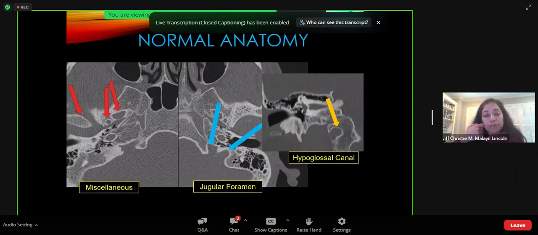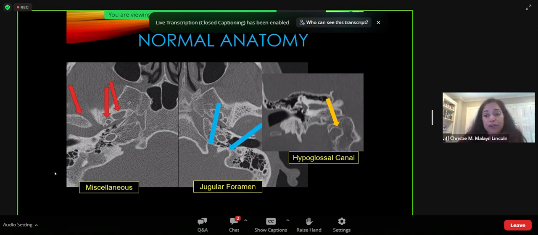So here are our neighboring structures. It's very important to know. Some miscellaneous structures: on the image on the left with all the red arrows, the first arrow on the left indicates the mandibular condyle. That's very important because when patients have degenerative change in the mandible, it can refer to the mastoid, so you can have mastoid type pain or pressure. That needs to be looked at when you're looking at the anatomy. The second red arrow indicates foramen spinosum, and the third red arrow indicates foramen ovale.